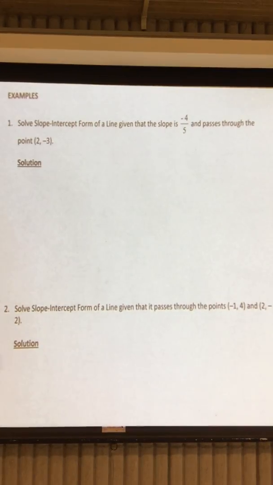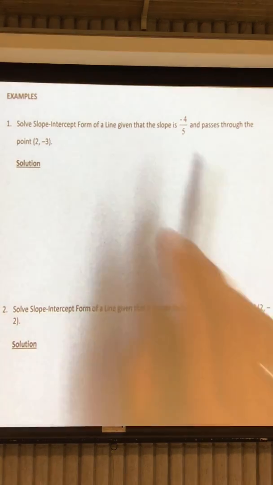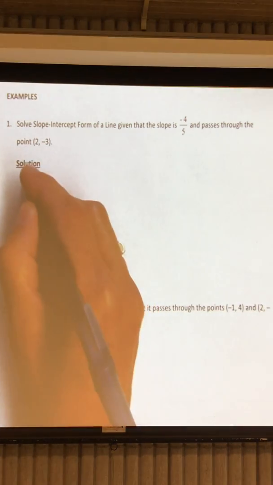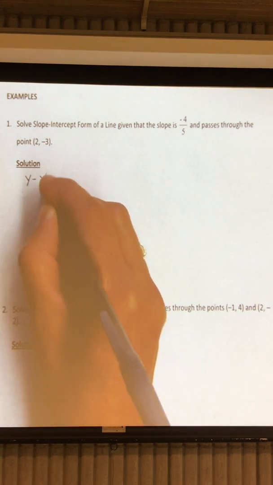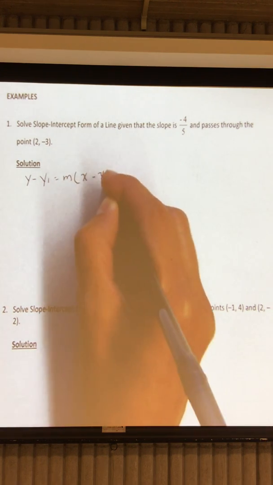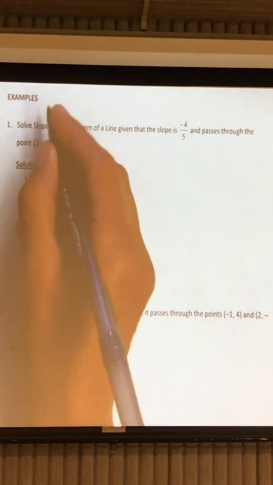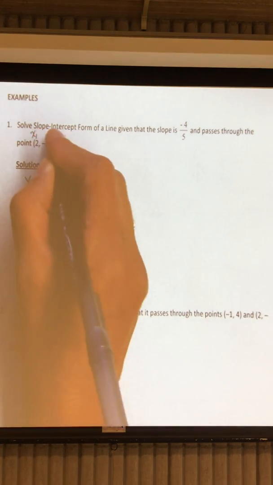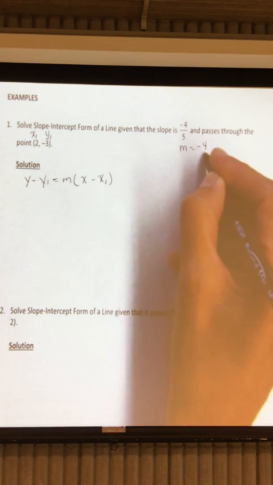Solve slope-intercept form of a line given the slope -4/5 and passes through the point (2, -3). So here you have a slope and a point, so we are going to use a point-slope equation. y minus y1 is equal to m times (x minus x1), and that is your point-slope equation. So now let's plug in our points. Here we have x1 and y1, and here you have your slope.